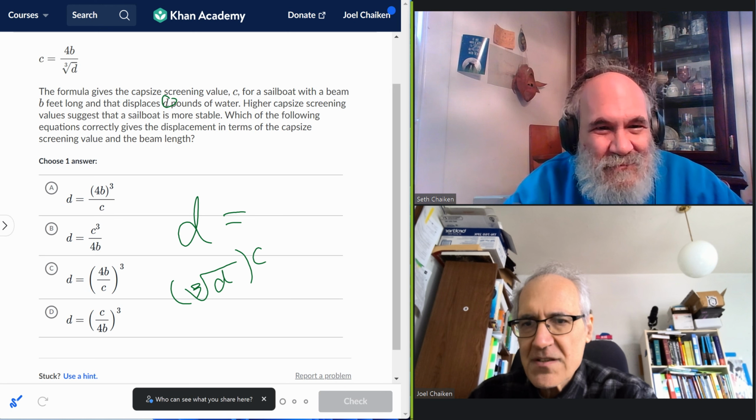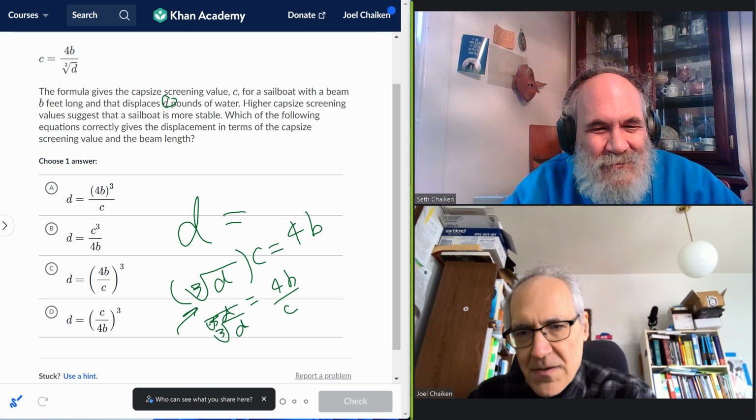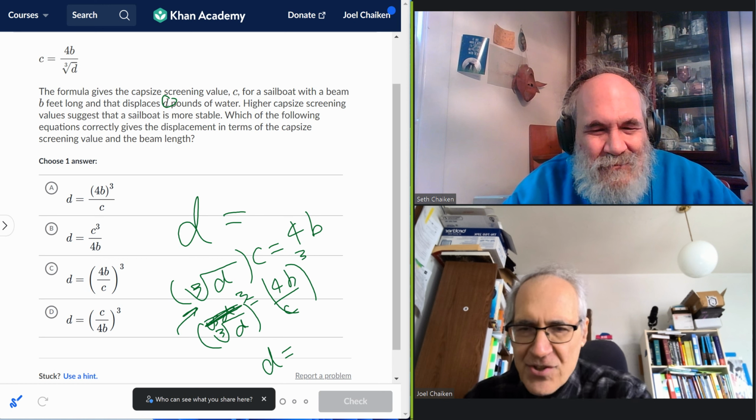Cube root of D times C is 4B. We're going after this thing. So the cube root of D is 4B over C. So in order to, this is really messy, I'm sorry, cube root of D. And to make the D by itself, you cube both sides to get D is equal to, and at this point you stop. Because then you just look at the answer. You don't actually have to write this, you can just look.